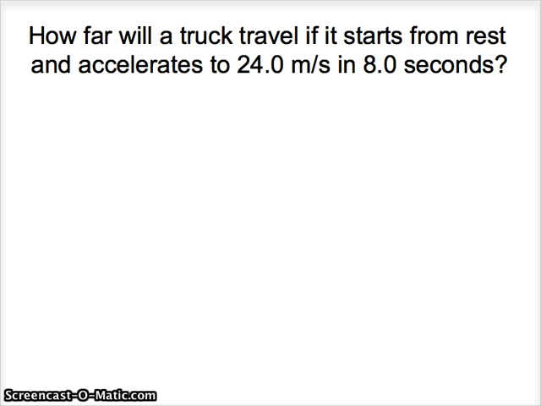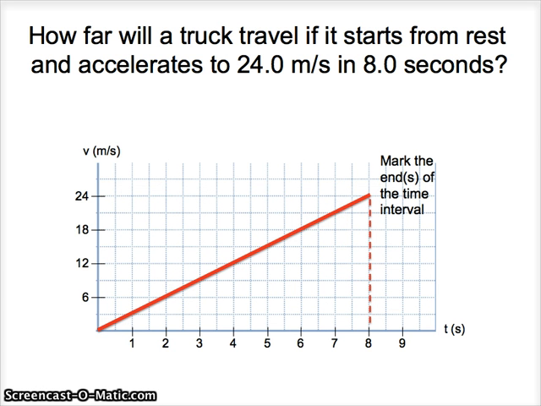So that's what happens if our object suddenly jumps from one speed to another. But a more realistic situation is an object like this truck that gradually speeds up with a very consistent acceleration. Let's take a look at the graph that fits this truck.